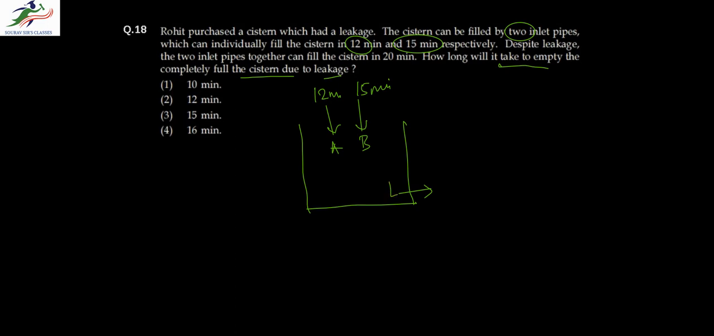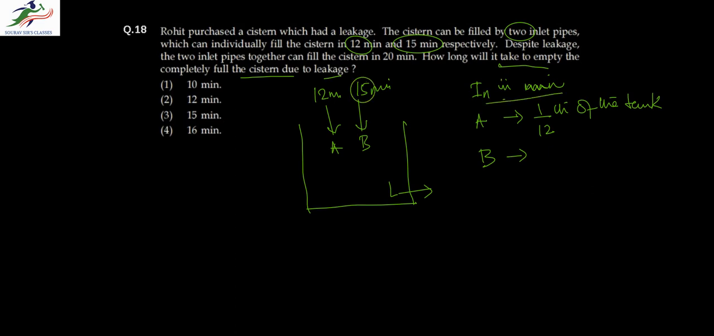So A fills the tank in 12 minutes means in 1 minute, A fills 1/12 of the tank. In 12 minutes, it fills the full tank. Therefore, in 1 minute, it will fill 1/12 of the tank. Similarly, B fills the tank in 15 minutes. So in 1 minute, B will fill 1/15 of the tank.